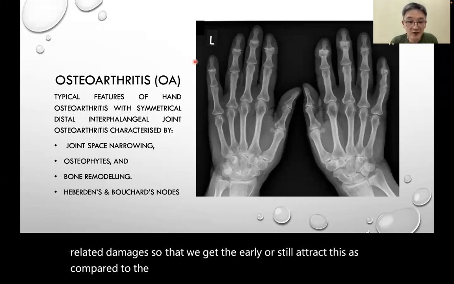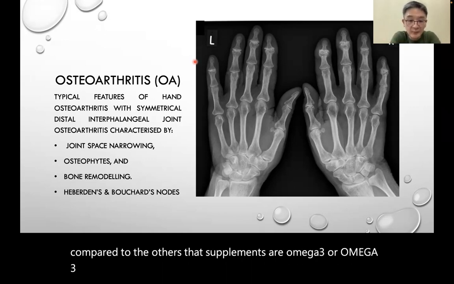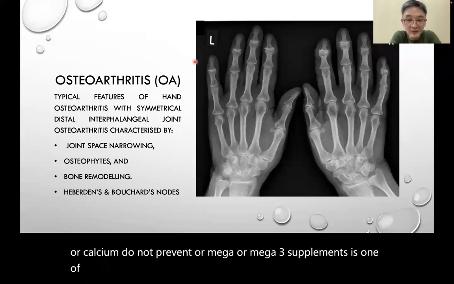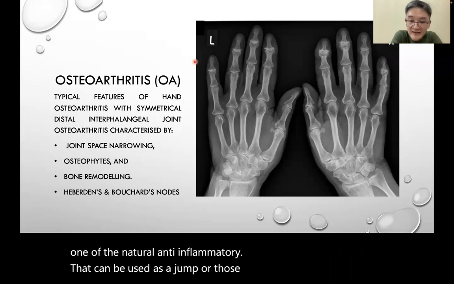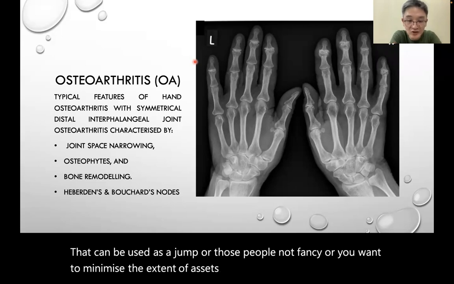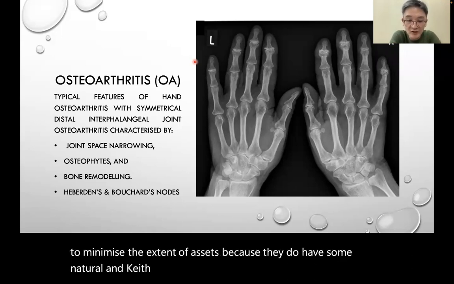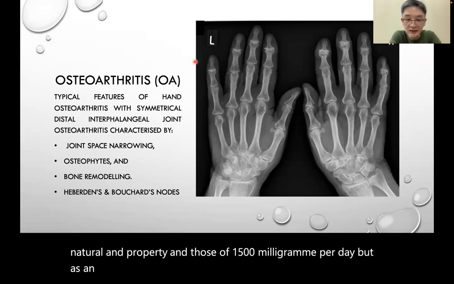The supplements like omega-3 or calcium. Okay, omega-3 or calcium do not prevent OA. Omega-3 fish oil supplements are one of the natural anti-inflammatories that can be used as an adjunct for those people who do not fancy or want to minimize the usage of NSAIDs, because they do have some natural anti-inflammatory property at a dose of 1,500 mg a day, but as an adjunct. Calcium, no, it does not help to prevent osteoarthritis.